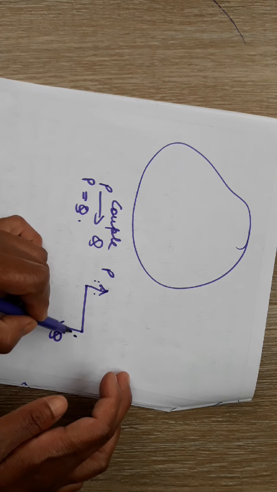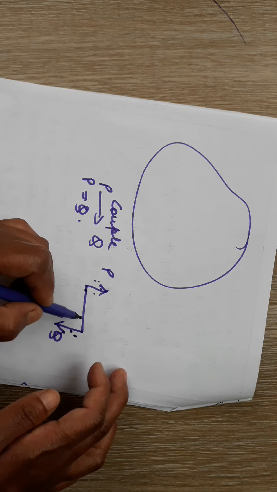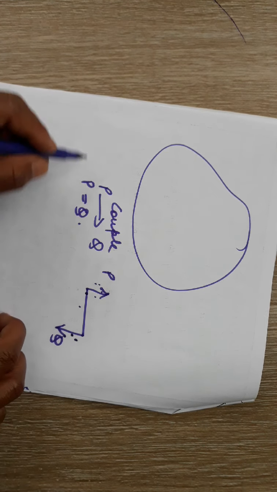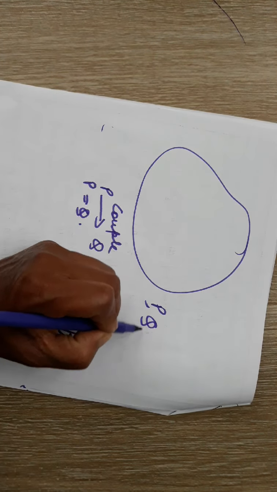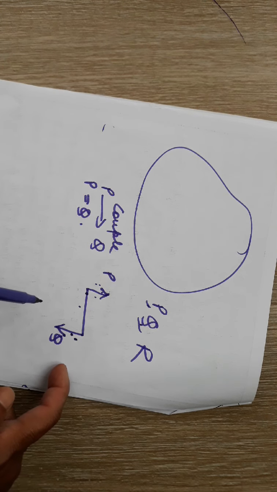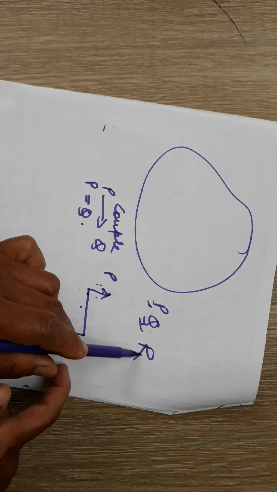So we can combine P and Q, which forms a couple, into a single force unless P also forms a couple with R, because we are considering P, Q, R. So if P and Q form a couple, we can combine it into a single force unless P also forms a couple with R.